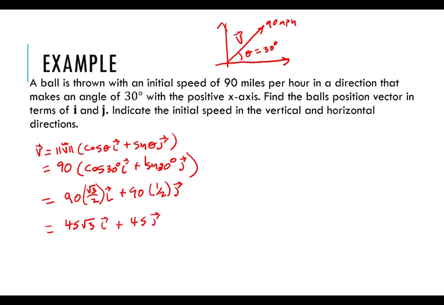Now the best part is that if somebody was asking us what is the speed in the horizontal direction, we actually have it, right? The x component, or the coefficient of i hat, is the horizontal speed. And the j hat component is the vertical speed. Thus we've done it. And there we are.